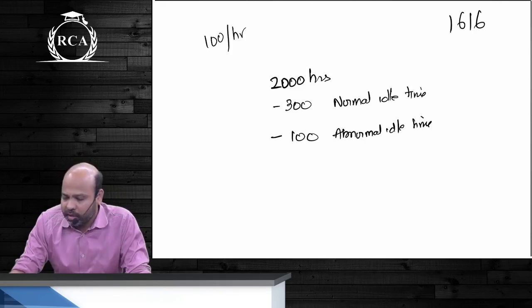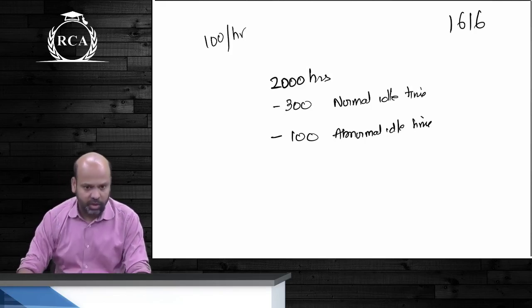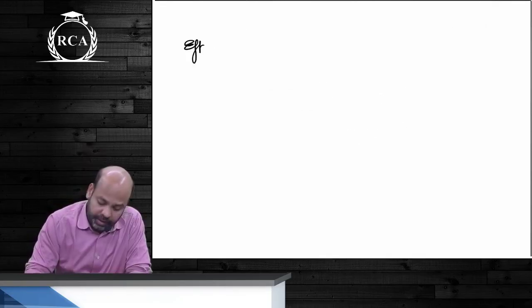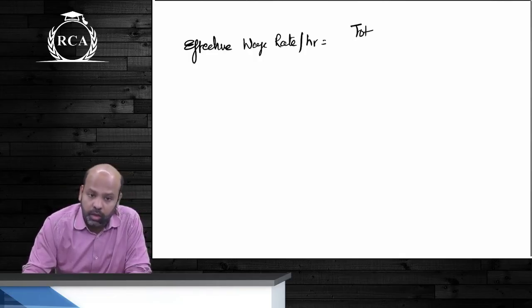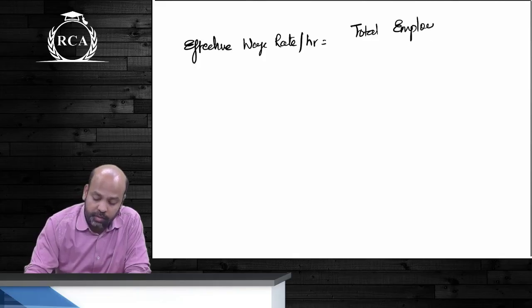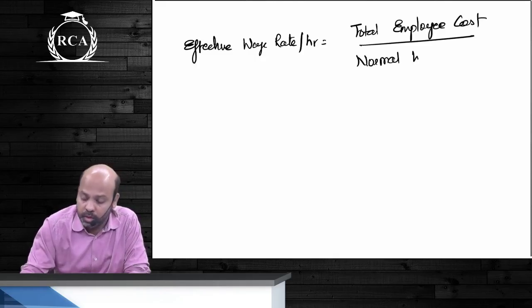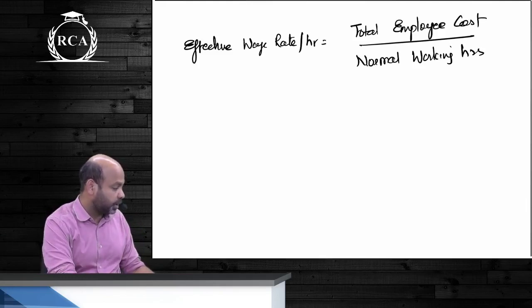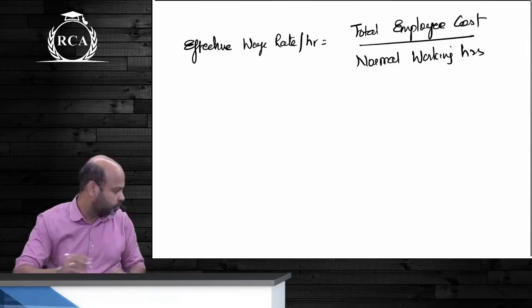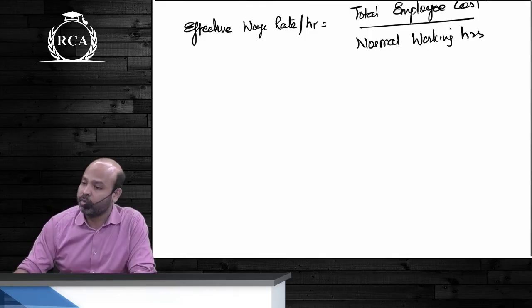Are we all clear? इसके basis पे we are going to solve 2-3 questions and then we'll come to the other part. सबको effective wage rate का concept समझ में आ गया? Effective wage rate per hour equals total employee cost divided by normal working hours.